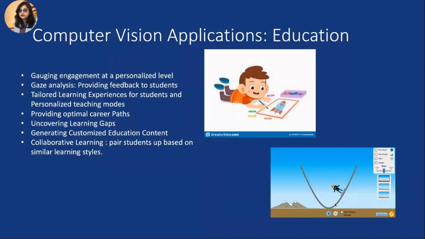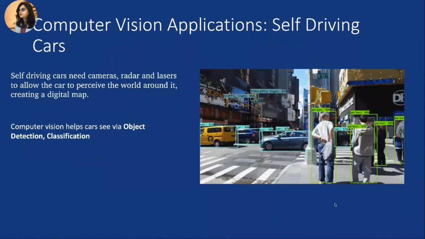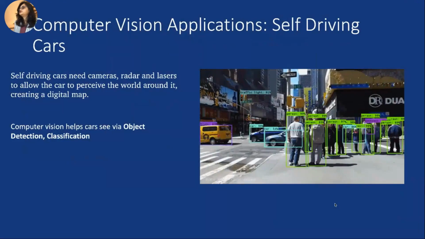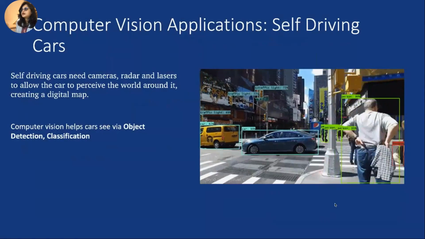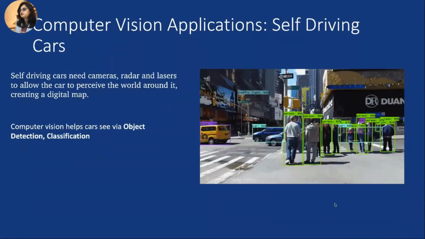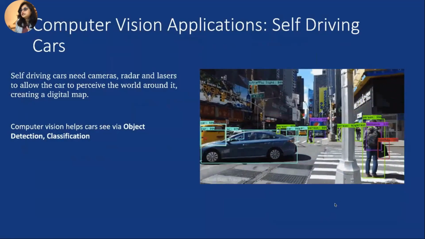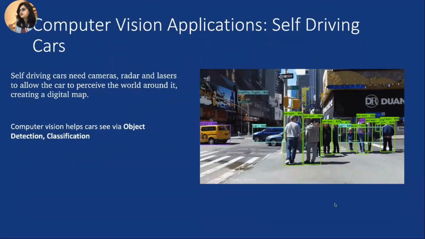Collaborative learning is also something that can be derived, where pairs of students based on their learning styles can be put together. The next example that I'm going to talk about is the most common example that we've seen with computer vision, that of self-driving cars. Self-driving cars need cameras, radars, and lasers to allow the car to perceive the world around it. And it mainly uses computer vision in the form of object detection and classification.